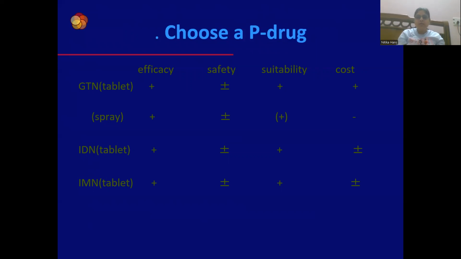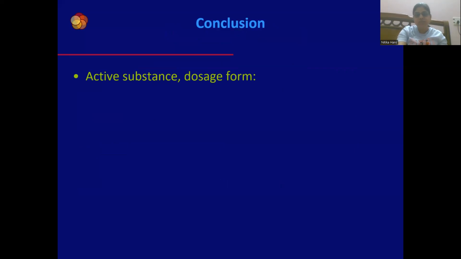Adverse reactions. Suitable, these are all suitable. Also cost is less of glycerol trinitrate tablet, but others they are more costly. So accordingly, from the cost we can choose that glycerol trinitrate tablet is more efficacious. We choose it as the P drug.